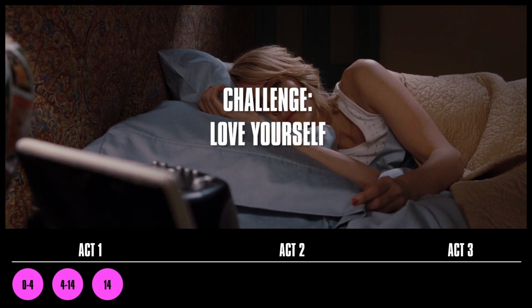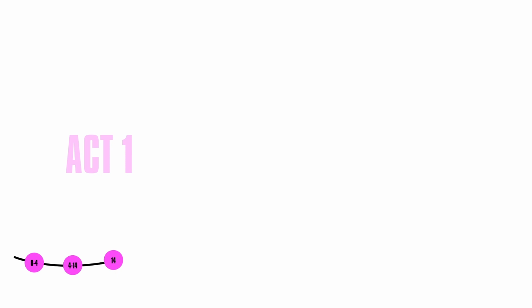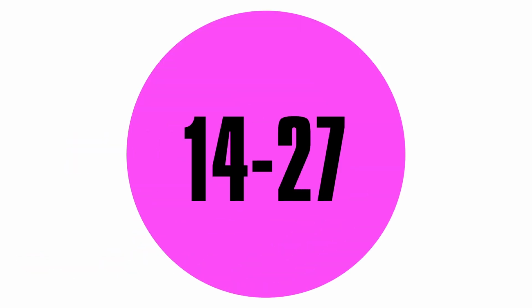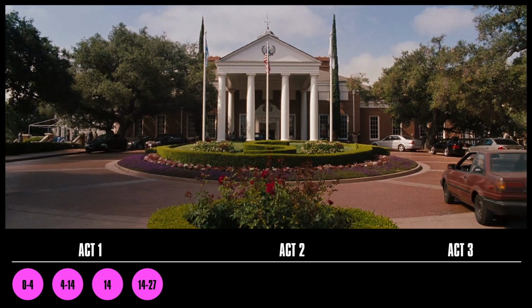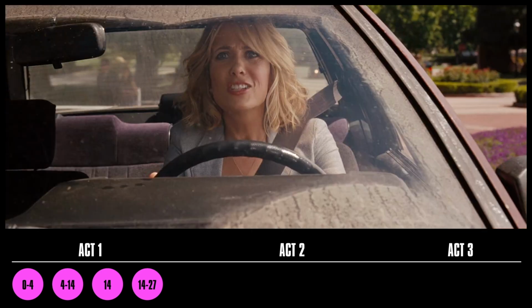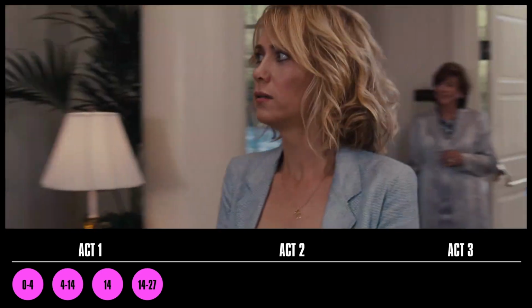Naturally, she's going to have some resistance to this, and in the next sequence, minutes 14 to 27, that's exactly what we get, as Annie struggles to hold on to her best friend, aka her one external source of validation. Unfortunately, the universe isn't going to make it easy.